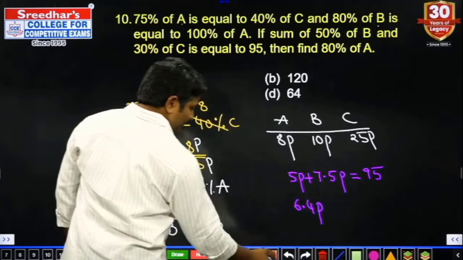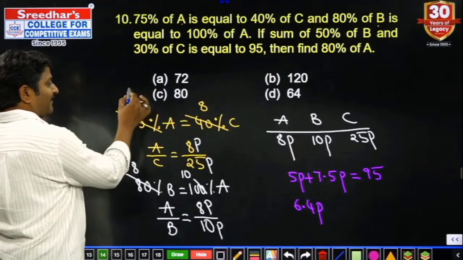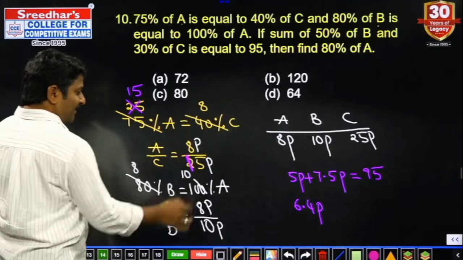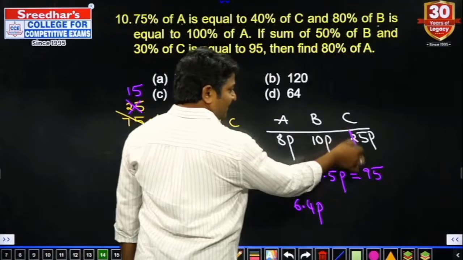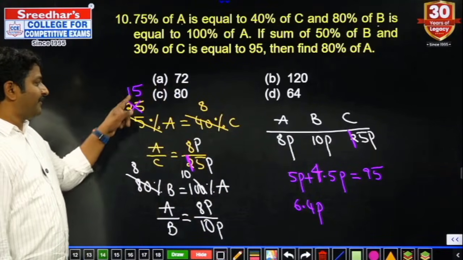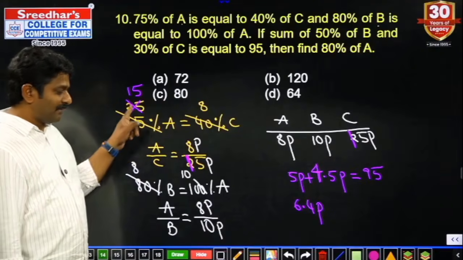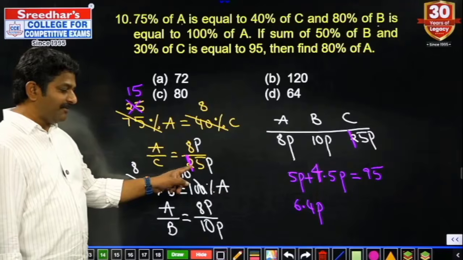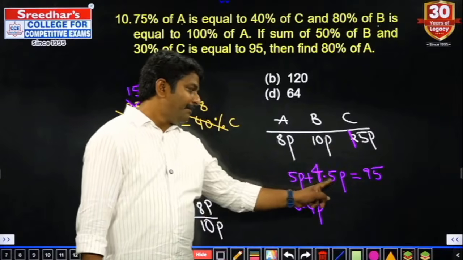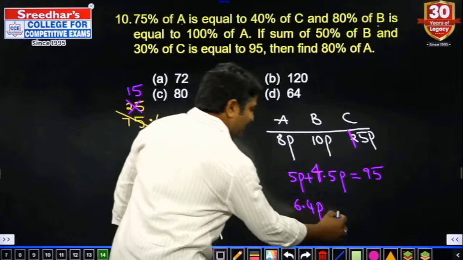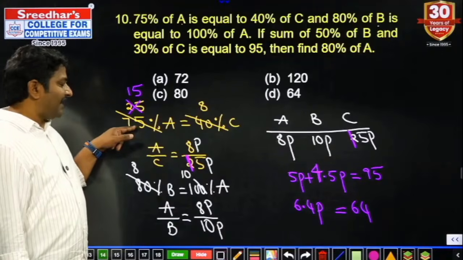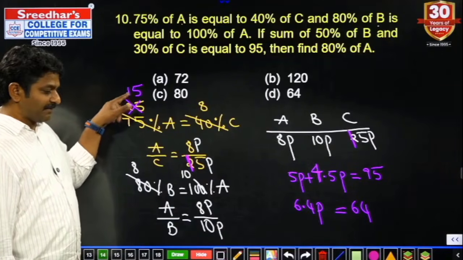Something went wrong. This is not 25. This is 15. Nobody identified. This is 15. 10% of this is 1.5, and 30% of this is 4.5. 5 cancellation: 5 times 15, 5 times 8. Then A by C is equal to 8 by 15. C is 15. 30% of this is 4.5. 9.5 parts is equal to 95. 6.4 parts is equal to 64. I made a cancellation mistake. After cancelling 5, it is not 25 times, it is 15 times. Here it should be 15.